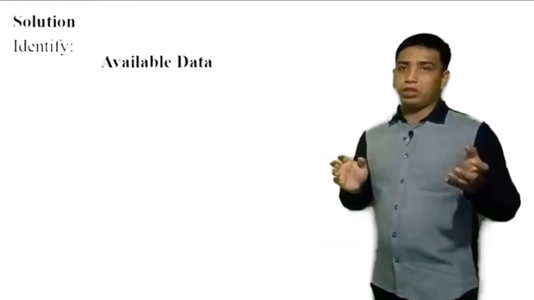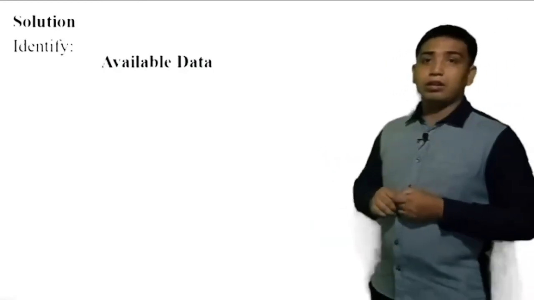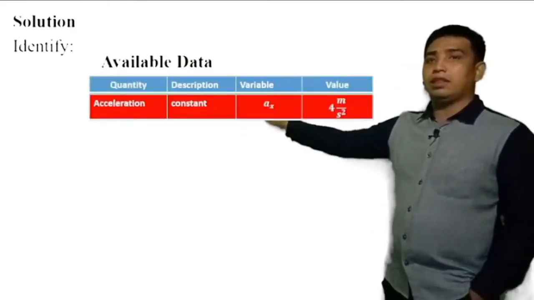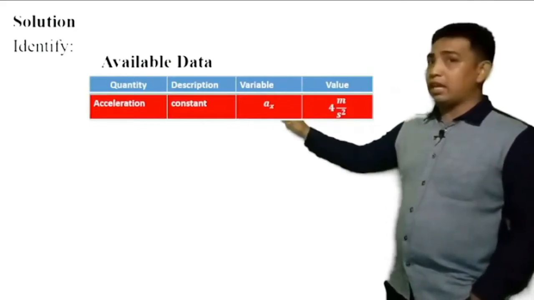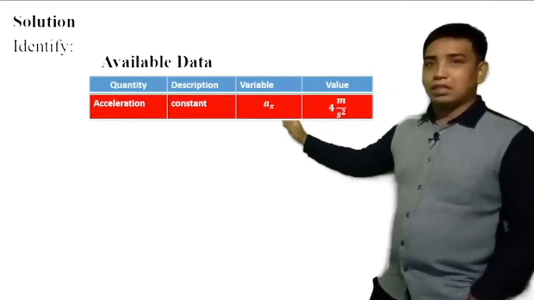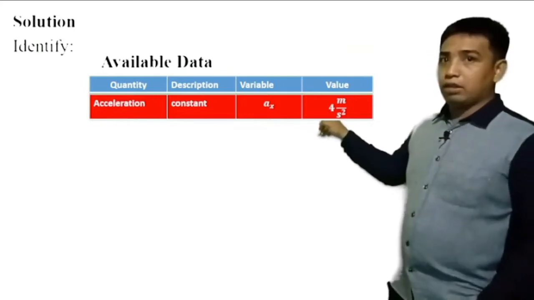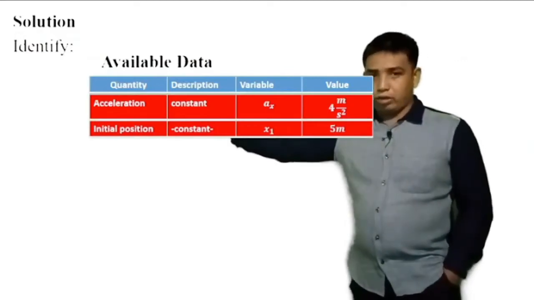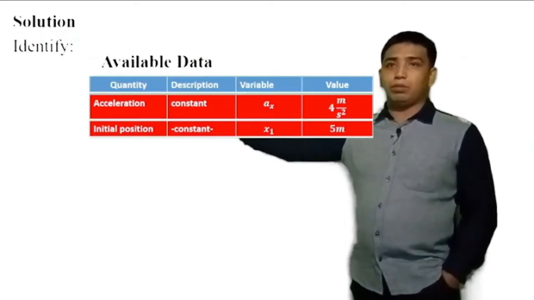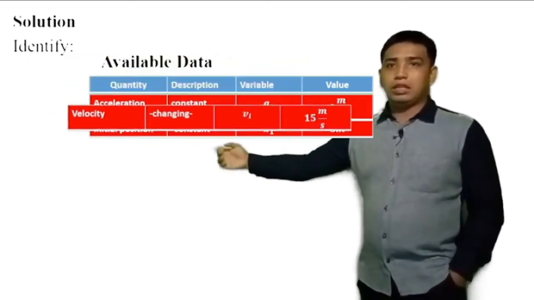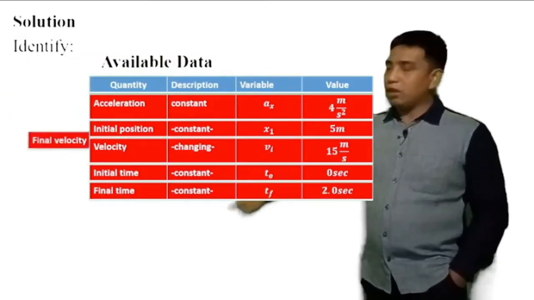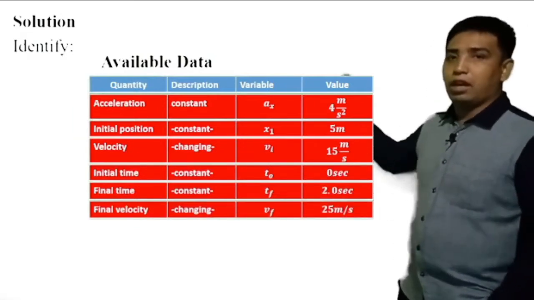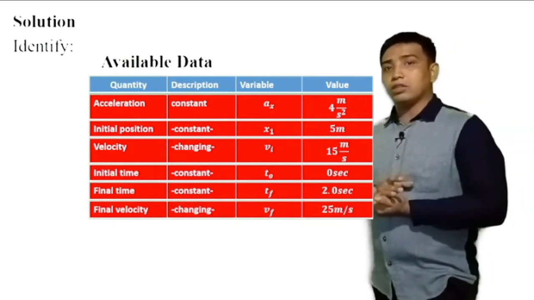for constant acceleration. Based on the data that we have, the acceleration is constant, and the variable that we use is a_x, because we are going to use the positive x-axis, and it has a value of 4 meters per second squared. Other quantities that are present are the initial position, initial velocity, initial time, and final velocity. You can look at the values and the variables that I have used. You can use a diagram to illustrate the problem.